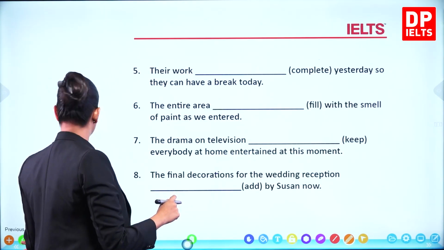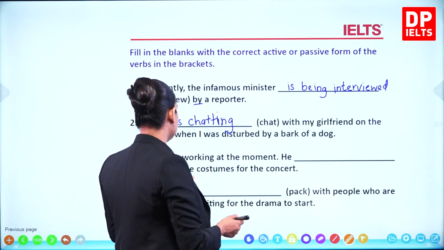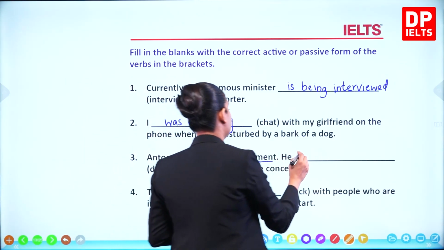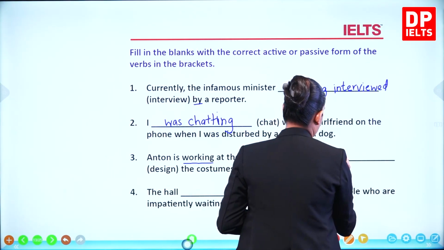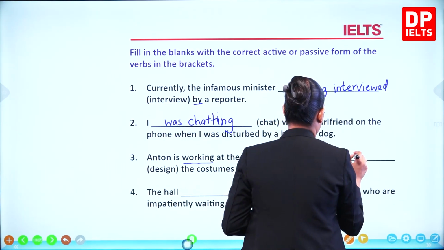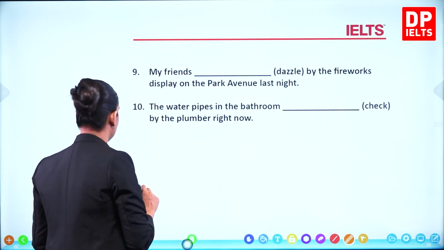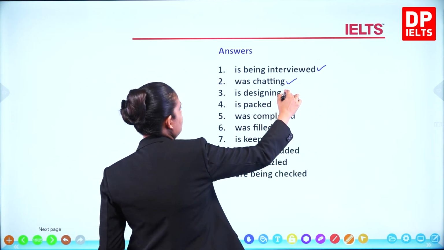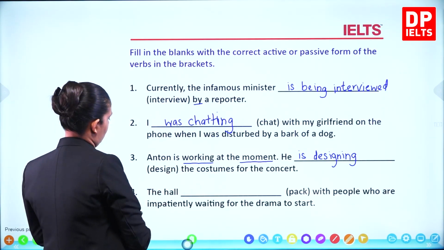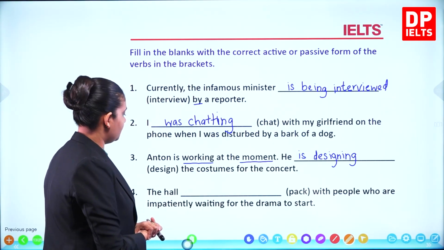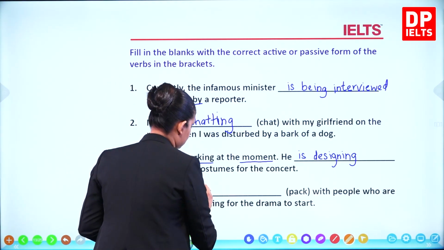Next one. Anton is working at the moment. He is. So if it's happening at the moment, he is designing the costumes for the concert. So that was also present continuous active, right? Next one. The hall with people who are impatiently waiting for the drama to start. The hall is packed.